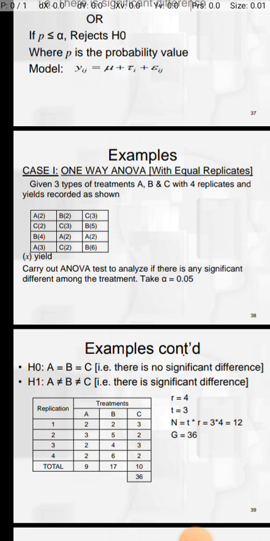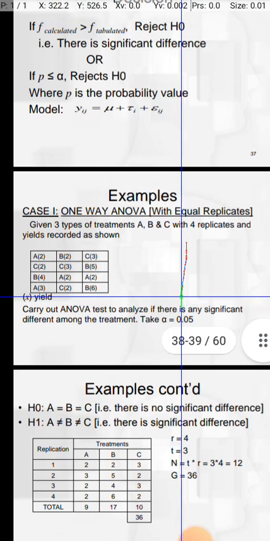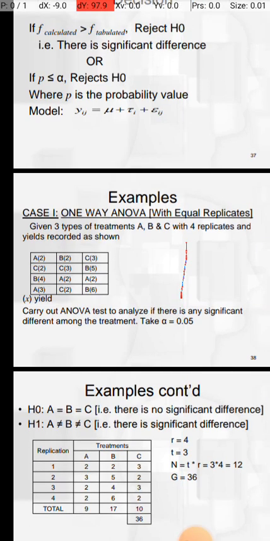Let me quickly analyze some things. They say carry out Anova test to analyze if there is any significant difference among the treatments. So take alpha equals 0.05, that is your level of significance. When you go back to page 37, you discover that for you to prove that, you have to find your F calculated, and there's F tabulated. So we are still going back to that.